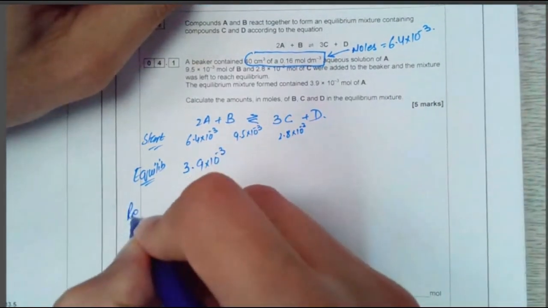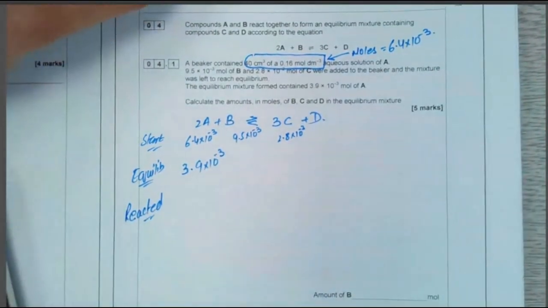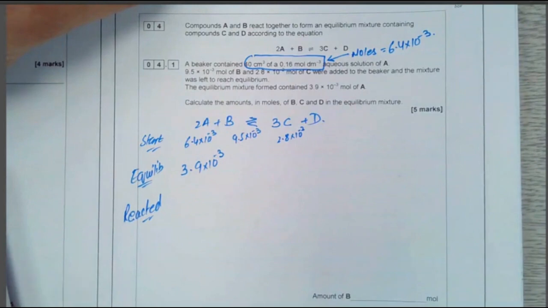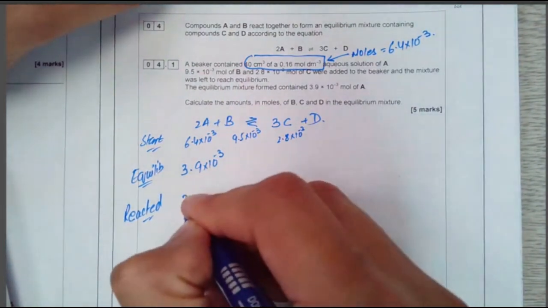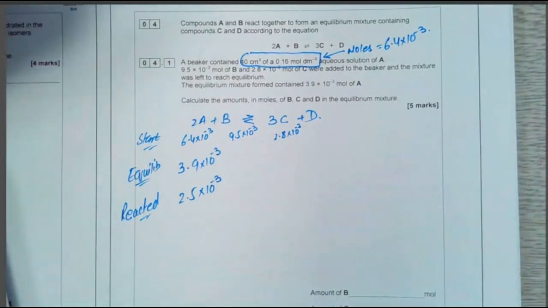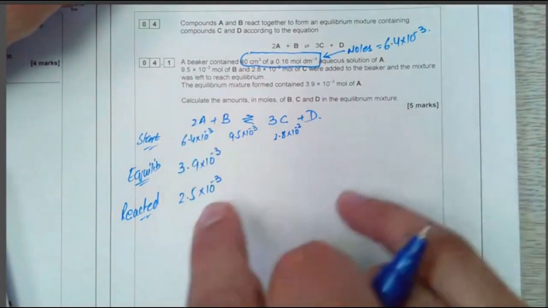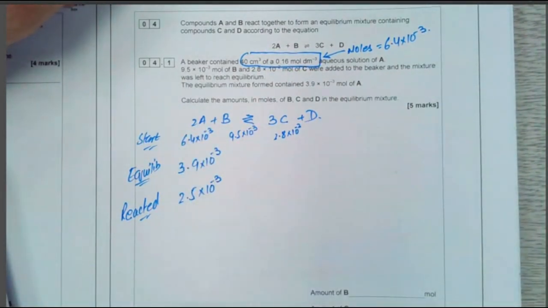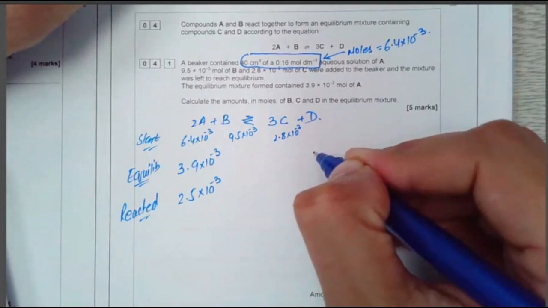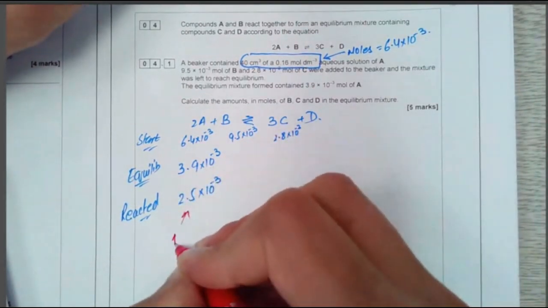So we now need to find out what reacted for the reactants. So if I do 6.4 take away 3.9, that leaves me with 2.5 times 10 to the power of minus 3. Then whatever is produced here, the mole ratio is 2 to 1 for D. If I divide that by 2, this much will be produced for D.